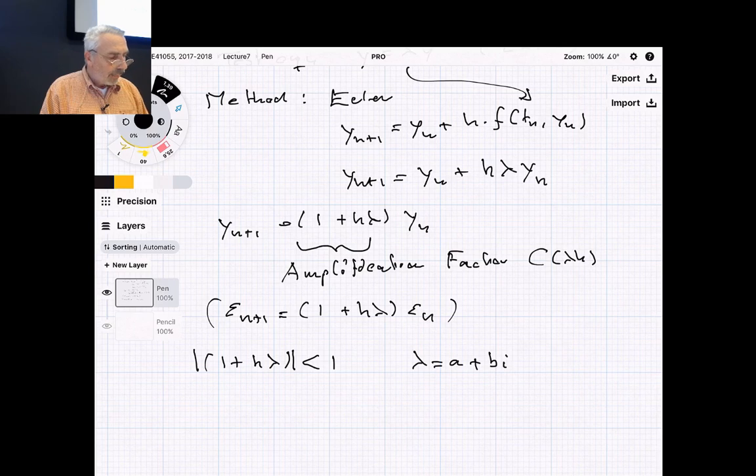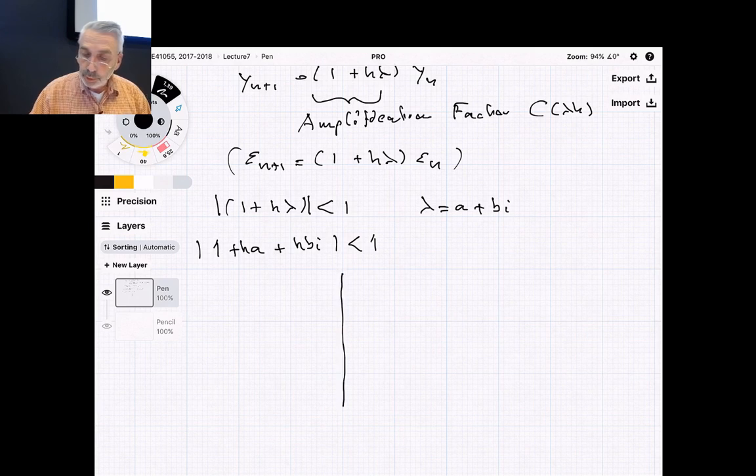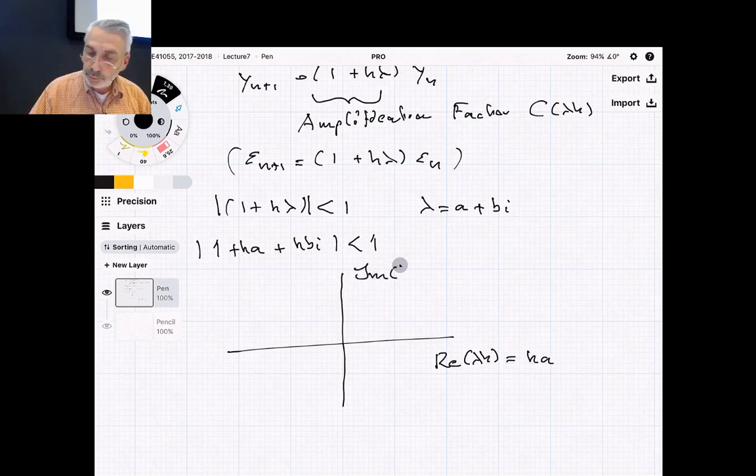Okay. So how does that look with this? We get the absolute value of 1 plus ha plus hbi should be less than 1. Well, we can draw that maybe in the complex plane, right? So we have here the complex plane, and here the real part of h lambda, which is ha, and here the imaginary part of h lambda, which is hb.